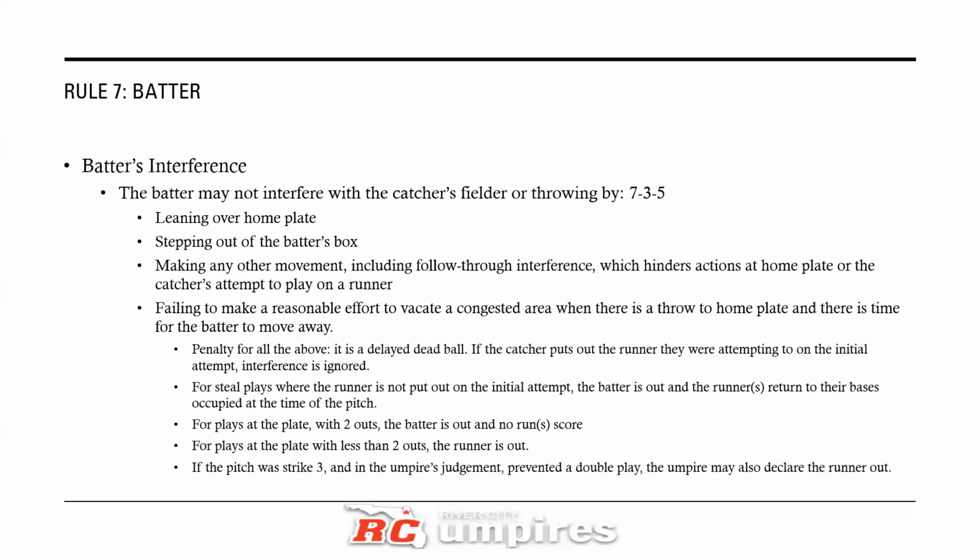If the pitch is strike 3 and in the umpire's judgment prevented a double play, the umpire may also declare the runner out. That is your strike him out, throw him out, double play. However, overarching, this is a delayed dead ball. If that catcher throws him out anyway, gets an out on that initial attempt, you're going to ignore the interference and the out is going to stand.